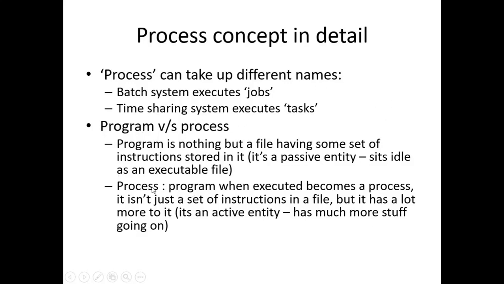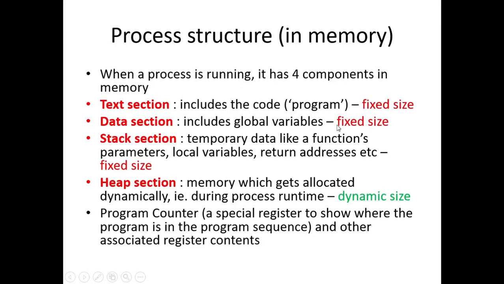Now a process is not just a passive entity. A process becomes an active entity, and it has much more going on. A program is just some text, but a process is something which is in RAM and it is getting executed. That is a major difference between program and process. A process is something which is there in the memory, but a program would actually be on your disk, on your hard drive.